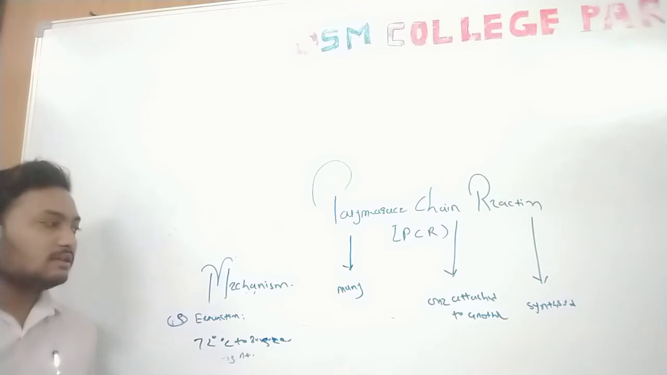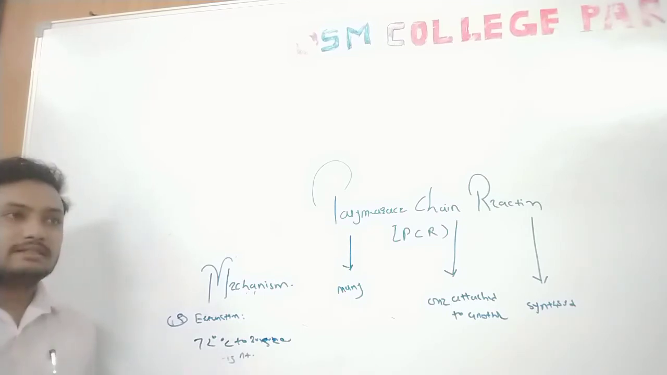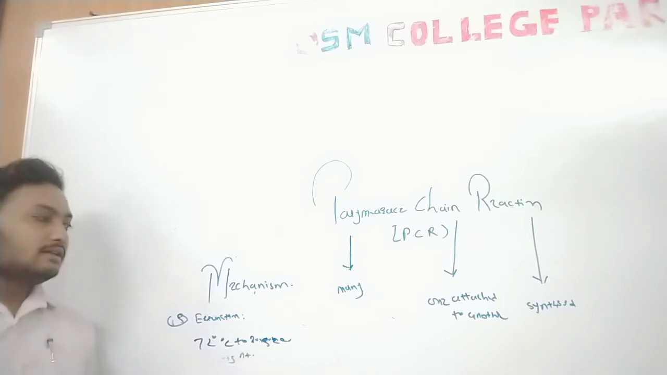Okay, so these are the mechanisms of the polymerase chain reaction. For one complete cycle, 1.5 minutes is required. Okay, 1.5 minutes, this reaction will take place in 1.5 minutes. Polymerase chain reaction, one cycle. Okay, not all the cycles, one cycle requires at least 1 minute 15 seconds. Okay, this is the mechanism.